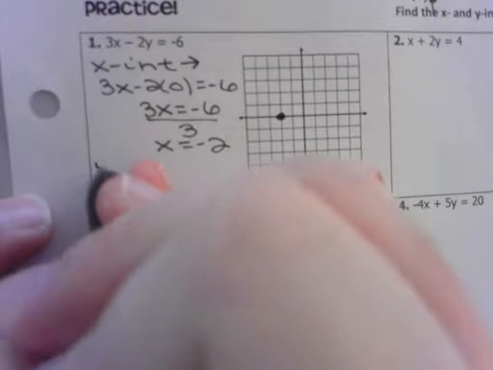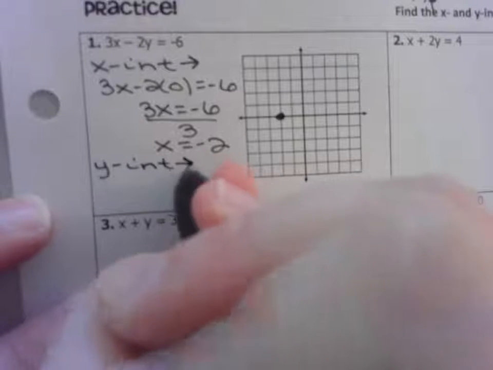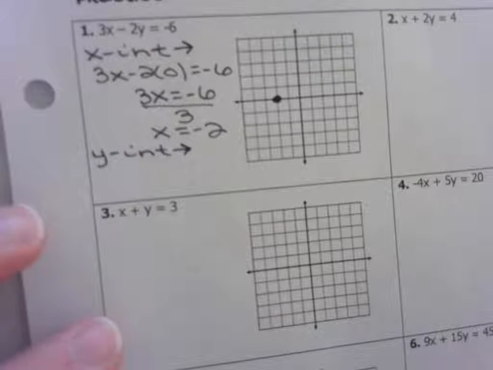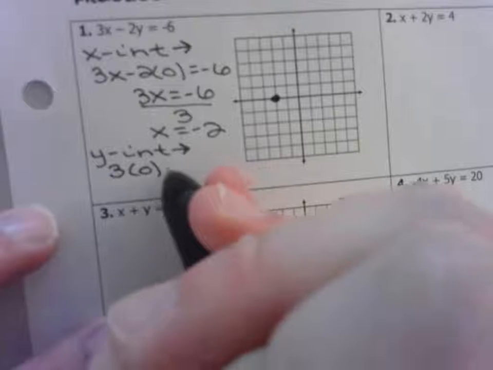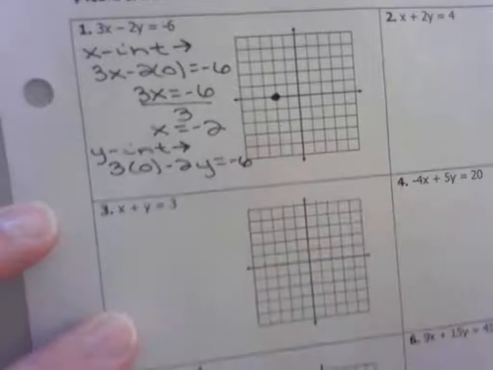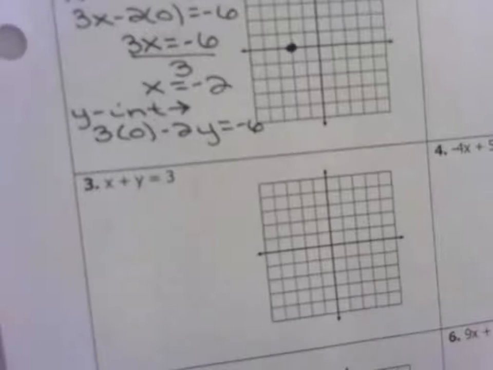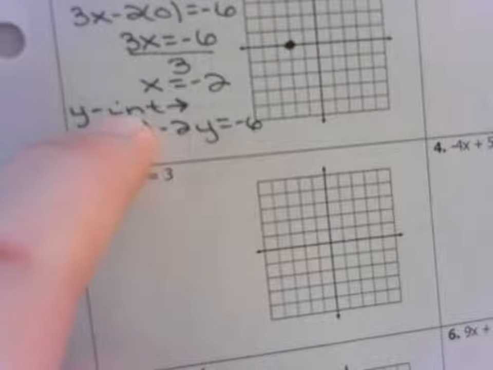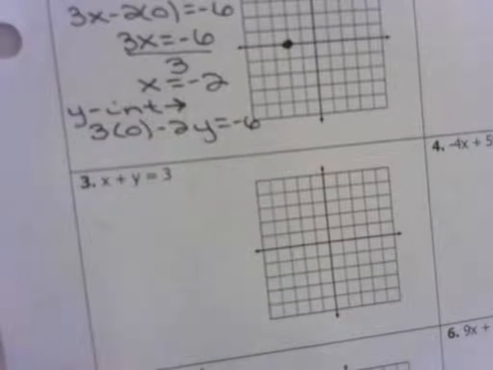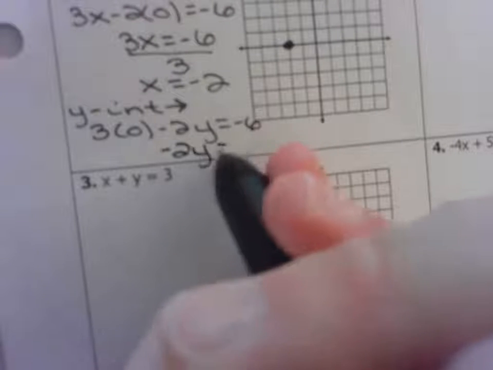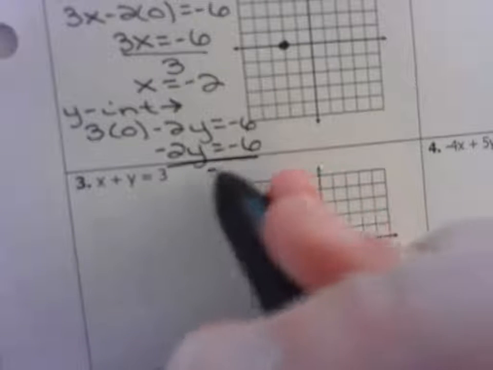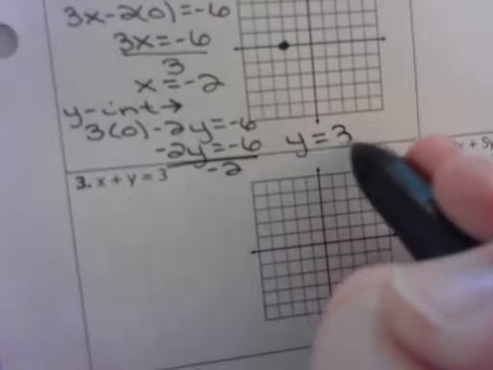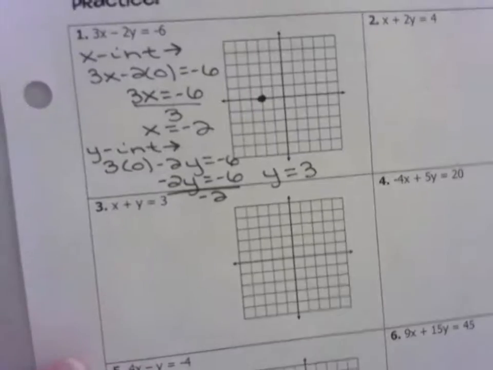If I'm looking for the y-intercept, what do I always plug in for x? 0. So y-intercept, you plug 0 in for x. What's 3 times 0? 0. So that part you can cover up, just get rid of. So I'm left with negative 2y equals negative 6. And how do I find y? Divide by negative 2. So y is what? 3.